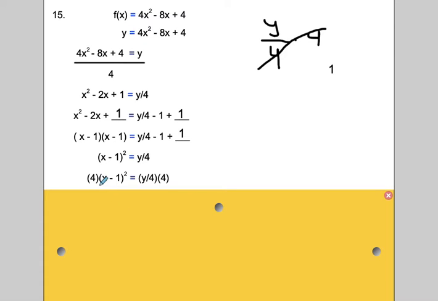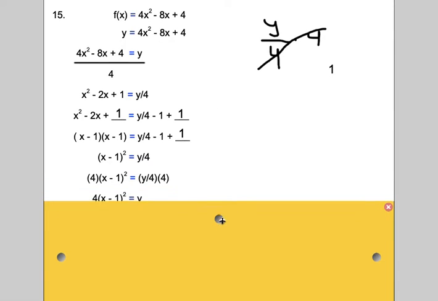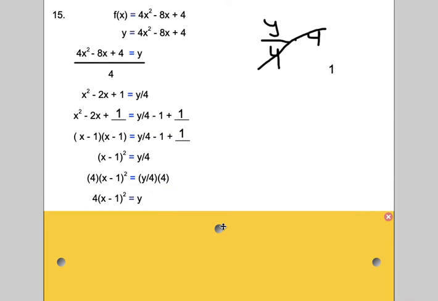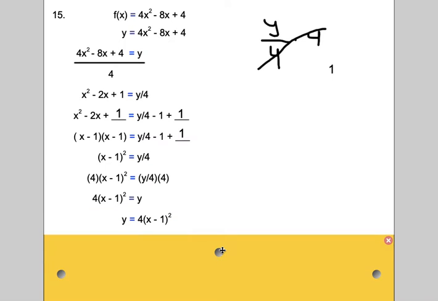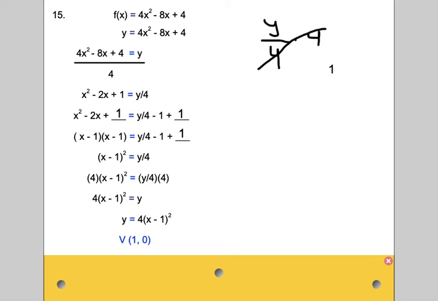Now on the left-hand side, since it's a binomial square, we cannot distribute the 4 into the problem. So it just becomes 4 times the quantity x minus 1 squared. Flip it over like we're used to. This one has a stretch of a positive 4, so that means it's going to be up 4. It's going to be nice and skinny. Opposite of negative 1 is a positive 1, and nothing at the end means my vertex is at positive 1, 0.